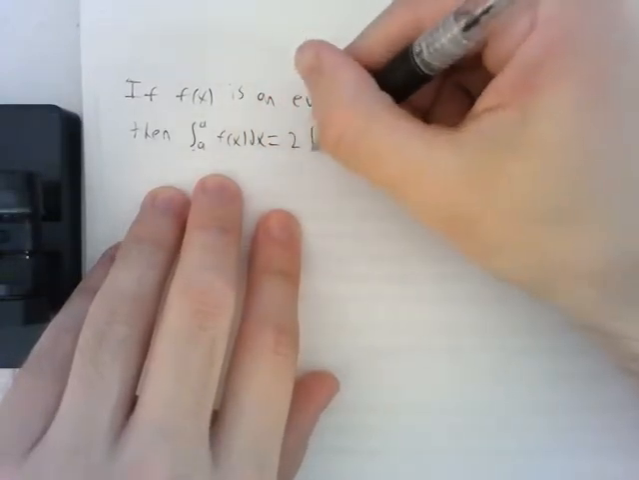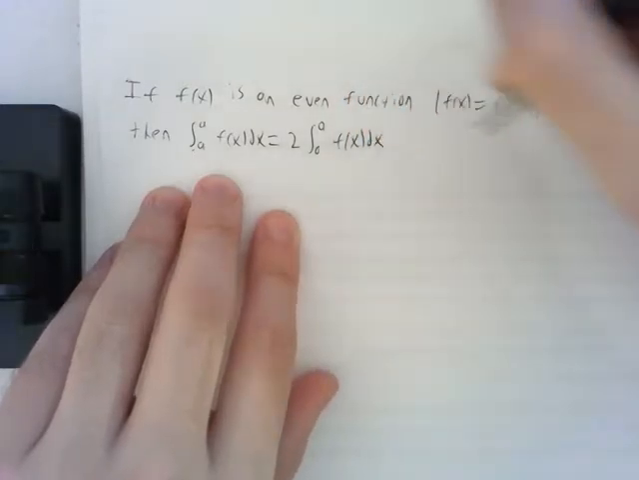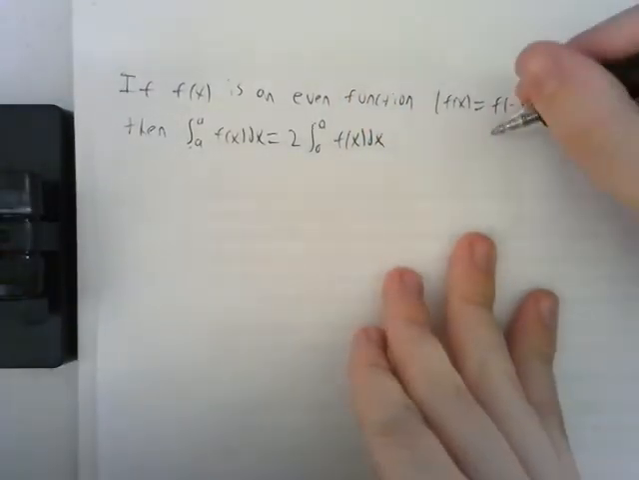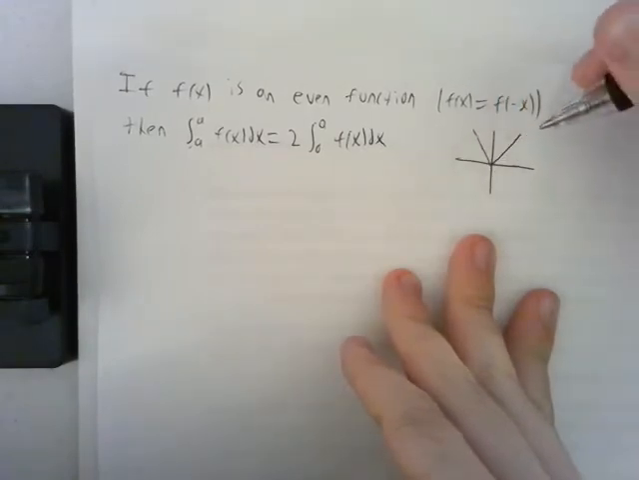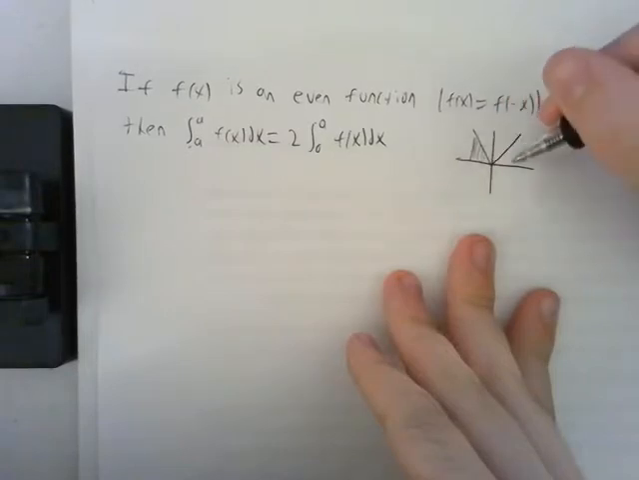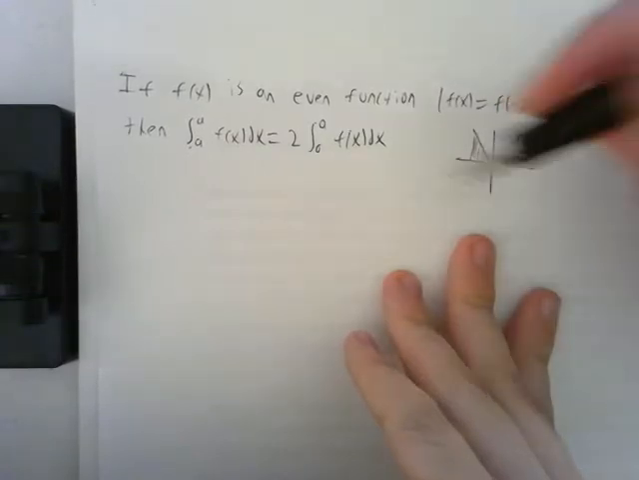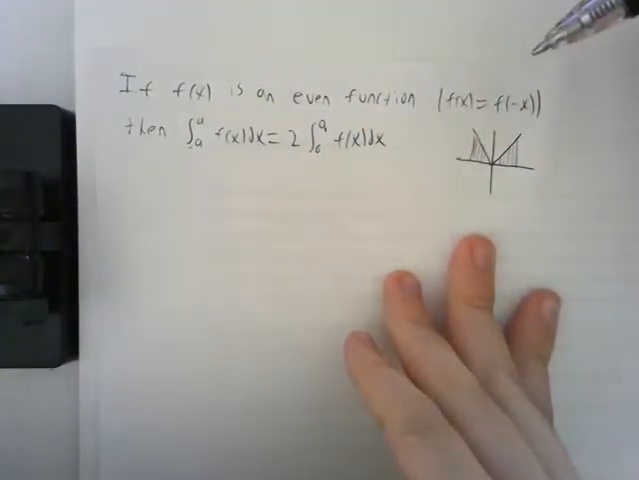of f of x dx. So the reason for this is just that if you have an even function, then it's symmetric about the y-axis, so the area to the left of 0 is the same as the area to the right of 0. So we just calculate 2 times the area to the right of 0. So sometimes this can be useful.